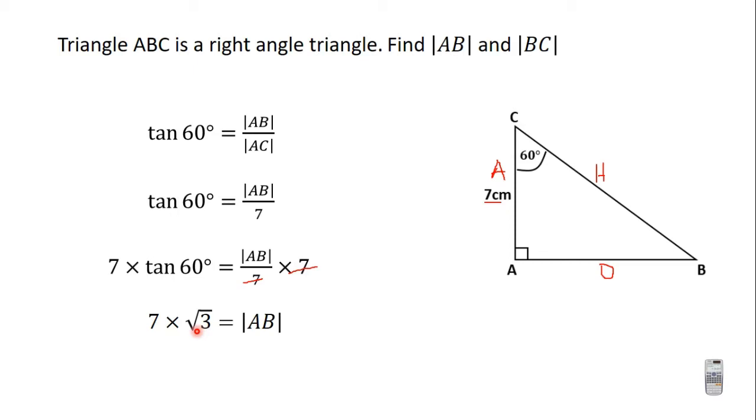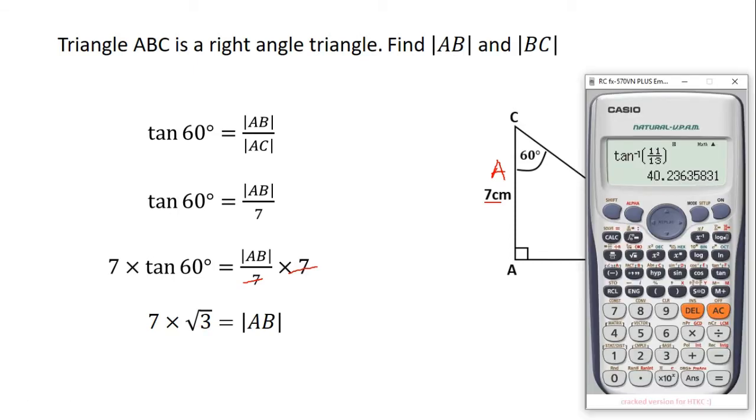But tan 60 is square root of 3. How do we know this? You punch it on your calculator. So you switch on your calculator, you press tan. What do we want? We want tan 60. So you press 60 and then you close the bracket. And that we have square root of 3. So 7 times tan 60 is the same as 7 times square root of 3, because tan 60 is square root of 3.